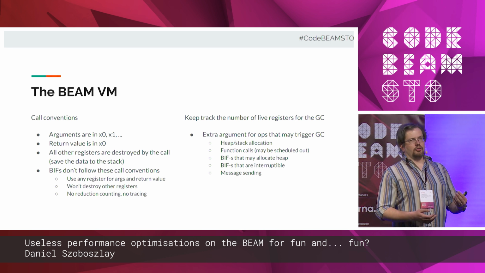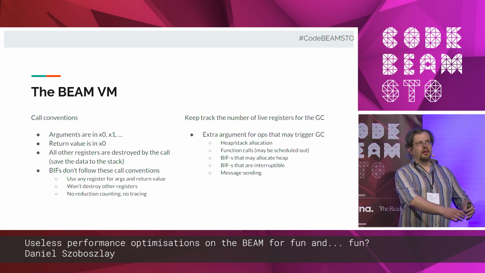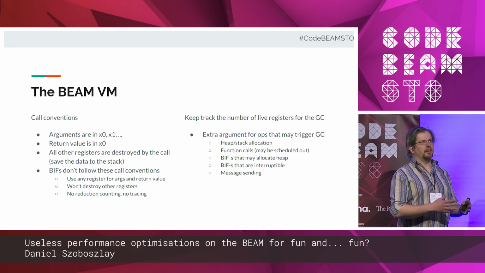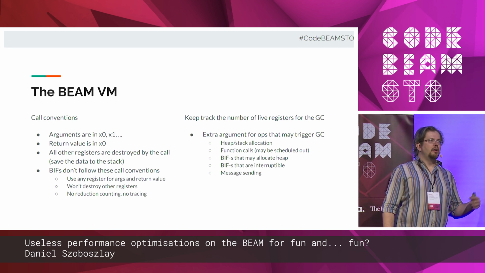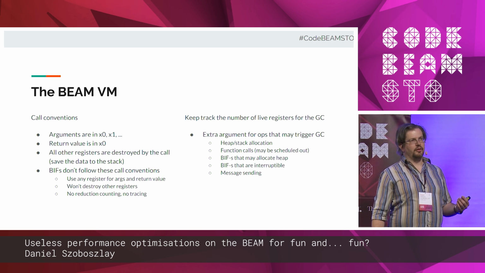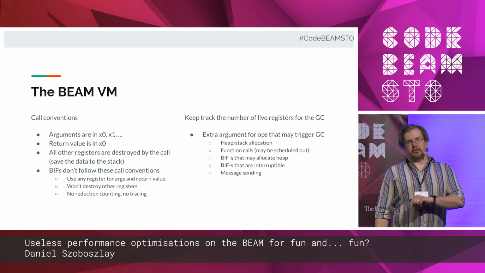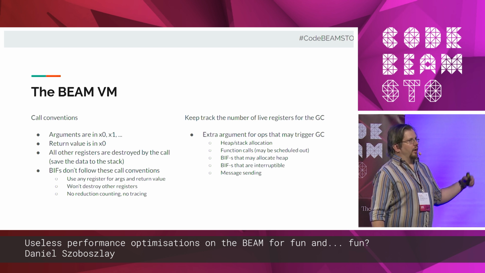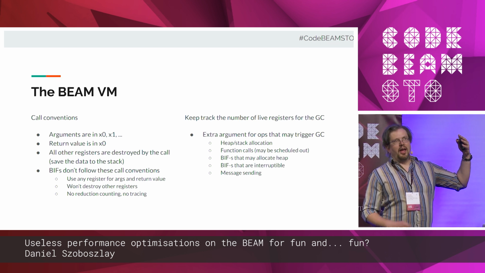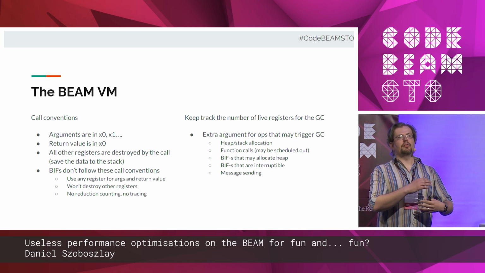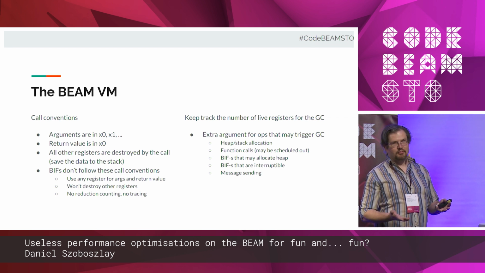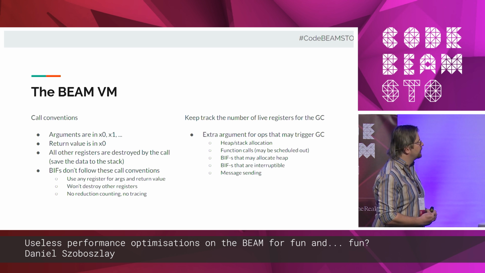So when you call a function, you have to place the arguments in the X registers. First argument into X0, next one into X1, and so on. When the function returns, you will find the return value in X0, and all other registers will be destroyed. So if you need some value from before the function call you make, and you want to use it after that, you have to move it somewhere, and that somewhere is the stack. That's the purpose of the stack.